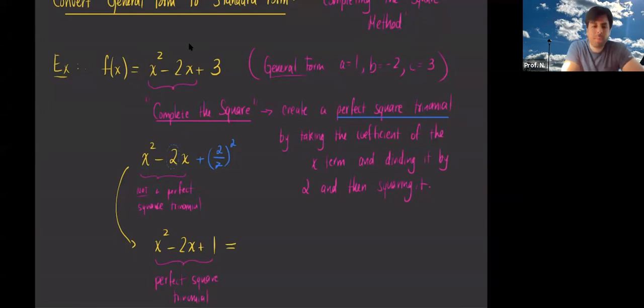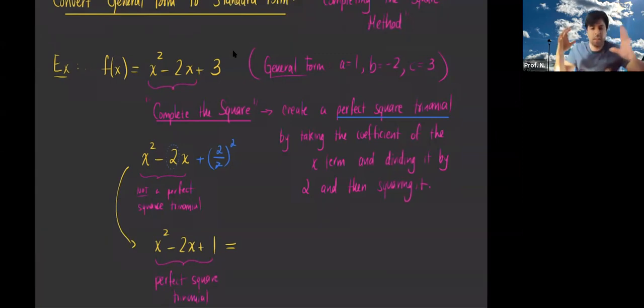Well, do you guys remember what perfect squares are? For example, 16 is a perfect square. Why is 16 a perfect square? It's because 4 squared is 16. So in the same breath, why is x squared minus 2x plus 1 a perfect square trinomial? Well, something squared must give me that, right?